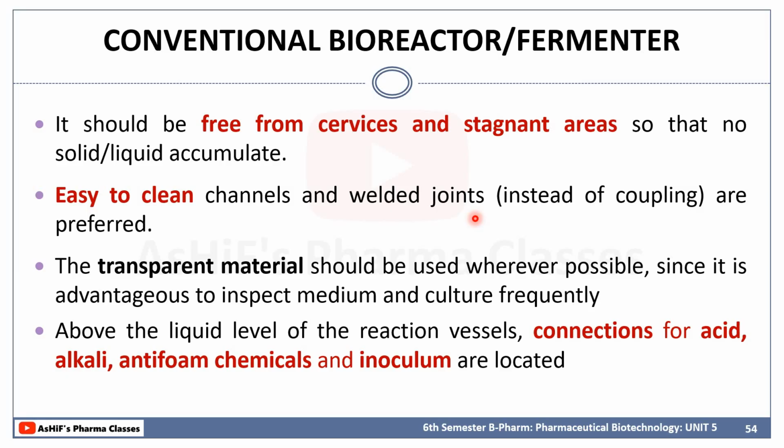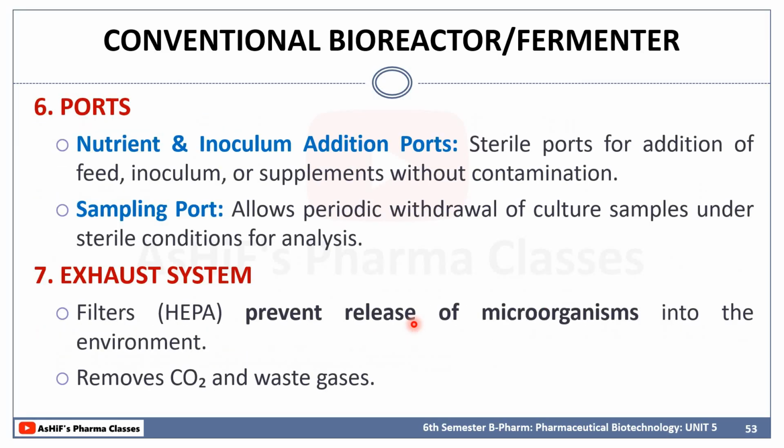And we have to use transparent material wherever it is possible. We cannot use transparent material to build the body, but we can build the top portion of the fermenter using transparent material in order to monitor the process inside the fermenter. And there should be a liquid level in the reaction vessel, which has facilities for connections for acid, alkali, antifoaming chemicals, etc. So this is all about the conventional fermenter.